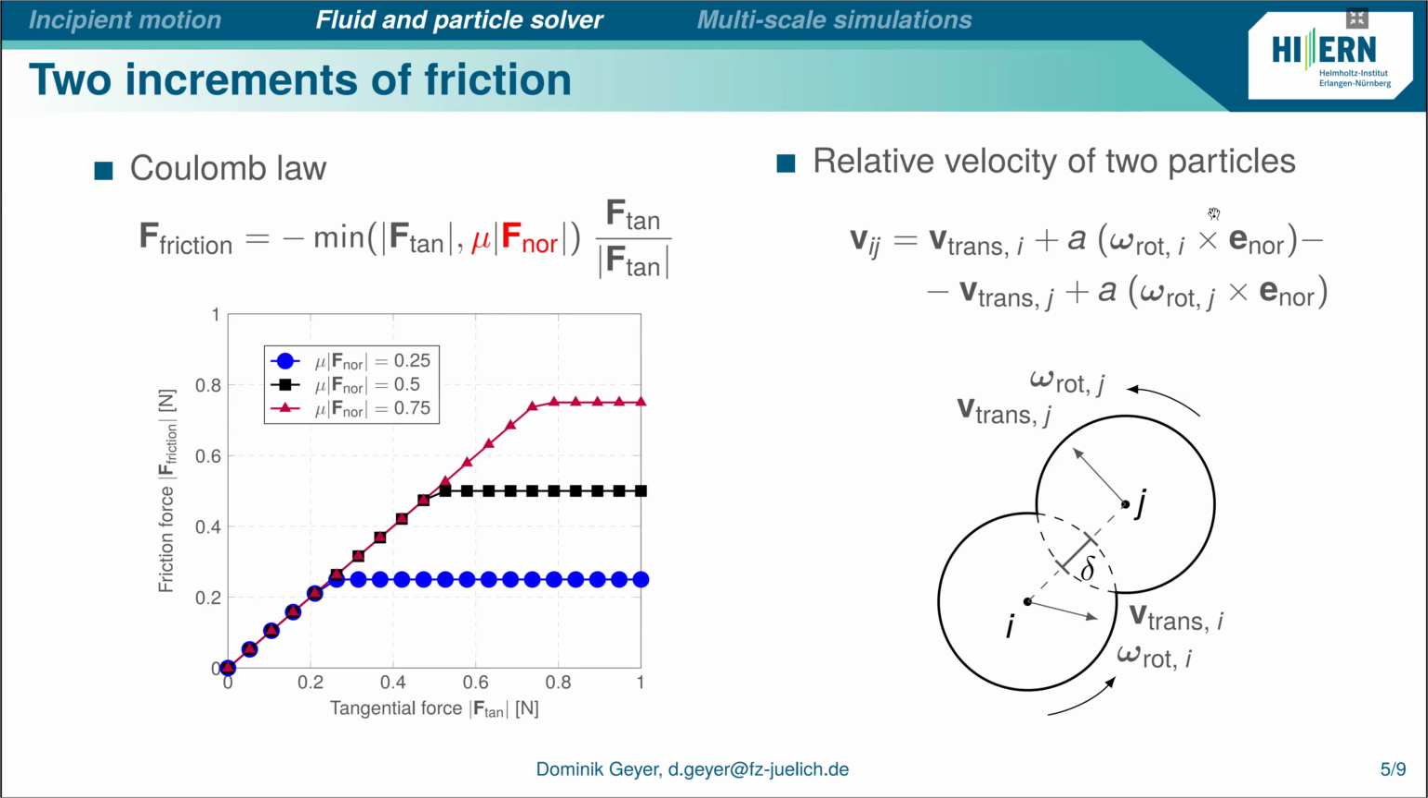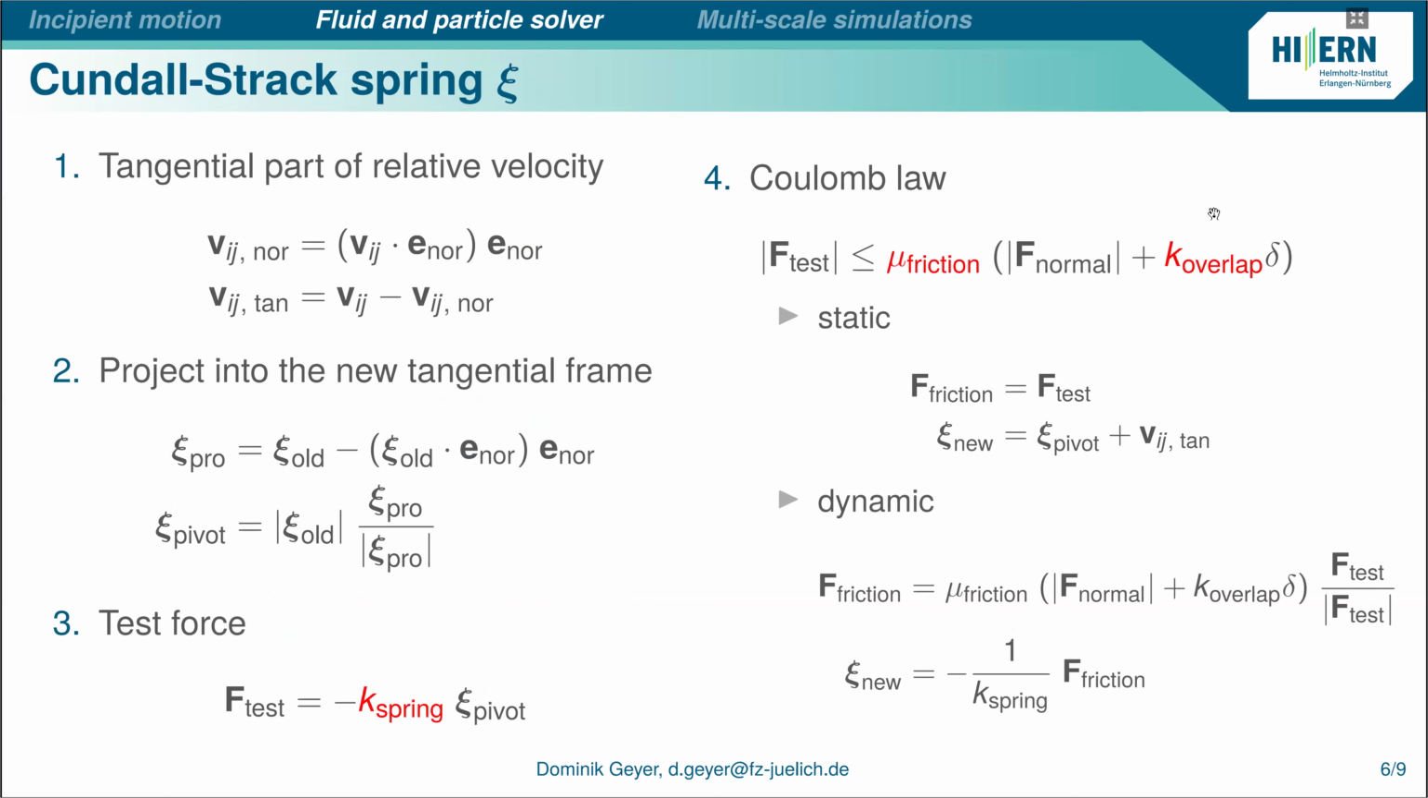And in the following, I will show you how this is implemented in my source code. So this is the Cundall-Strack spring. As I talked about before, the main part is the relative velocity. And you can see here on the top, we take the relative velocity and calculate the tangential part of the relative velocity. And this is the basis of our Cundall-Strack spring.